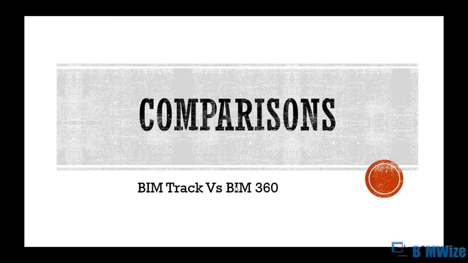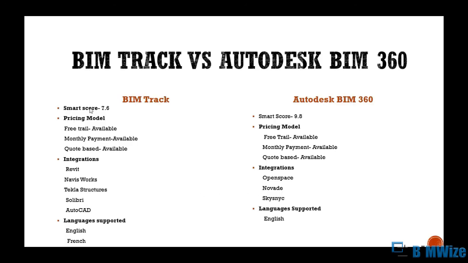The following comparisons like audience score, pricing, etc. are made in this video. You can see BIM 360 has a slightly better score compared to the BIM Track plugin, and you can see the pricing model at the bottom. It's the same for both of these plugins. A free trial is available for both. A monthly payment option is available, and also a quote-based option is available, which we're going to see in a little more detail in the later slides.